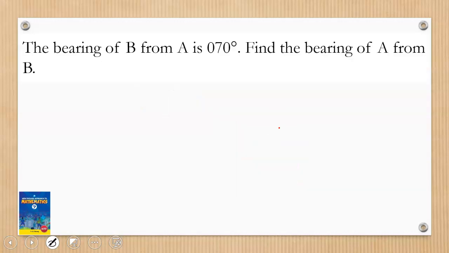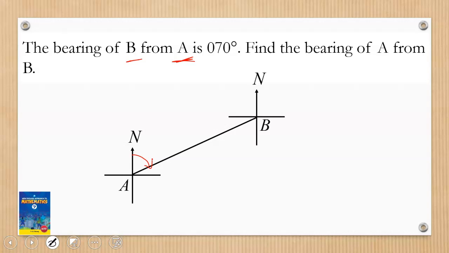Now, let's take an example. The bearing of B from A is 70 degrees. Find the bearing of A from B. So you can see the reverse. The bearing of B from A is 70. So I am at point A here and I'm moving to point B, because the question says the bearing of B from A. So from A, I move an angle of 70 degrees and get to the point called B. So the bearing of B from A is 70.